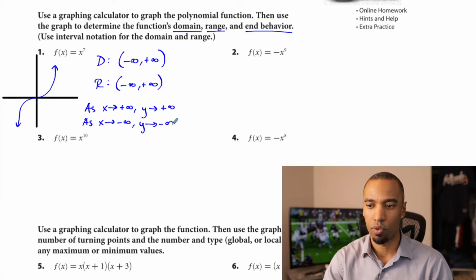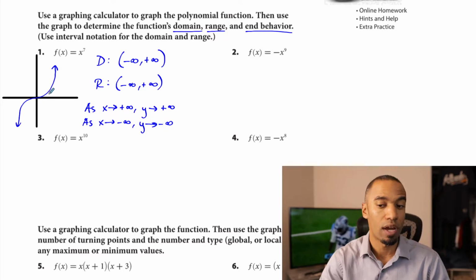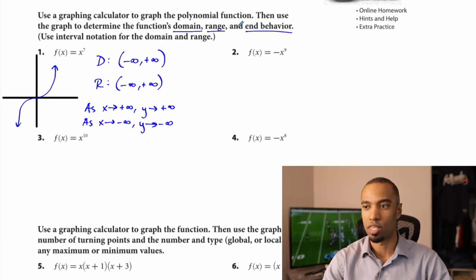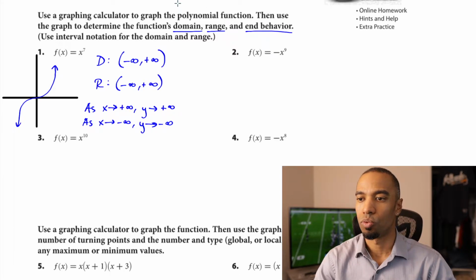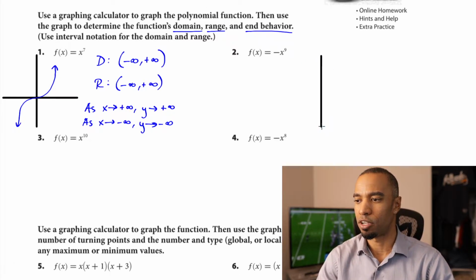This isn't true of all of our graphs. This is true of the one that you see after you've drawn the graph of it. And that's the information that they wanted us to find. So number 2, let's go to number 2. We have another odd degree function right here.